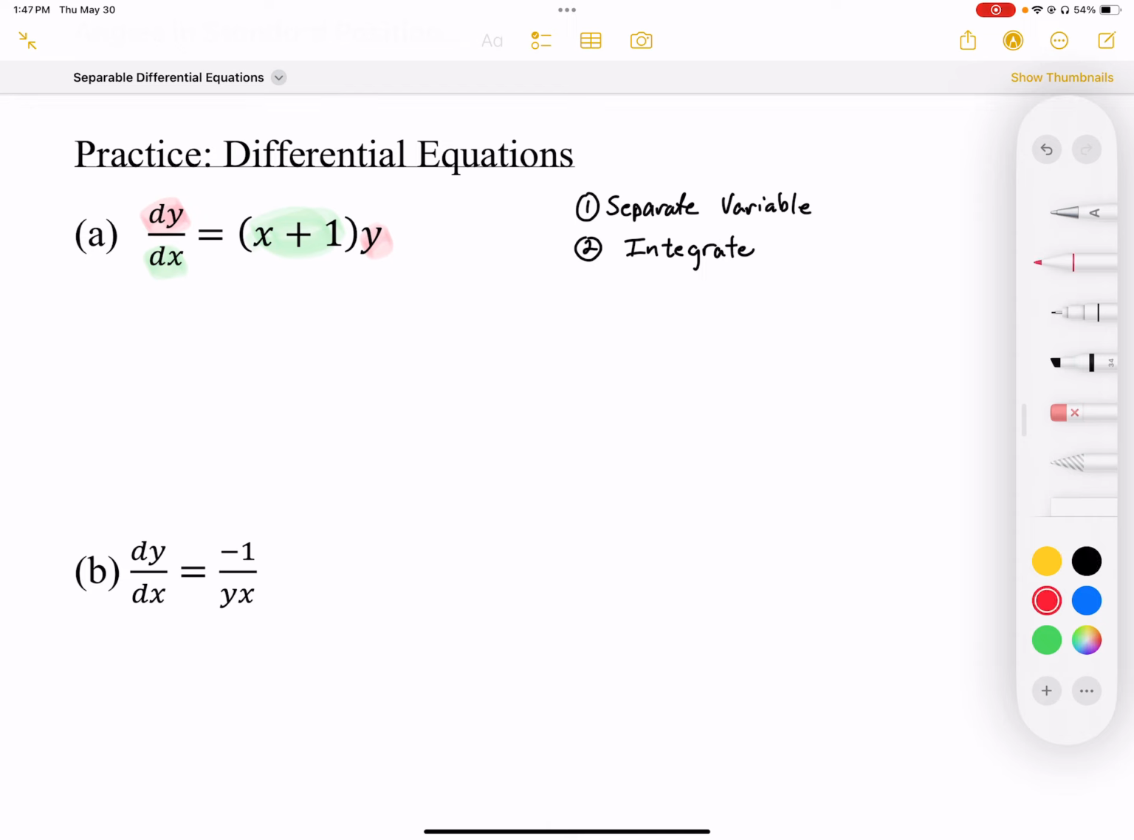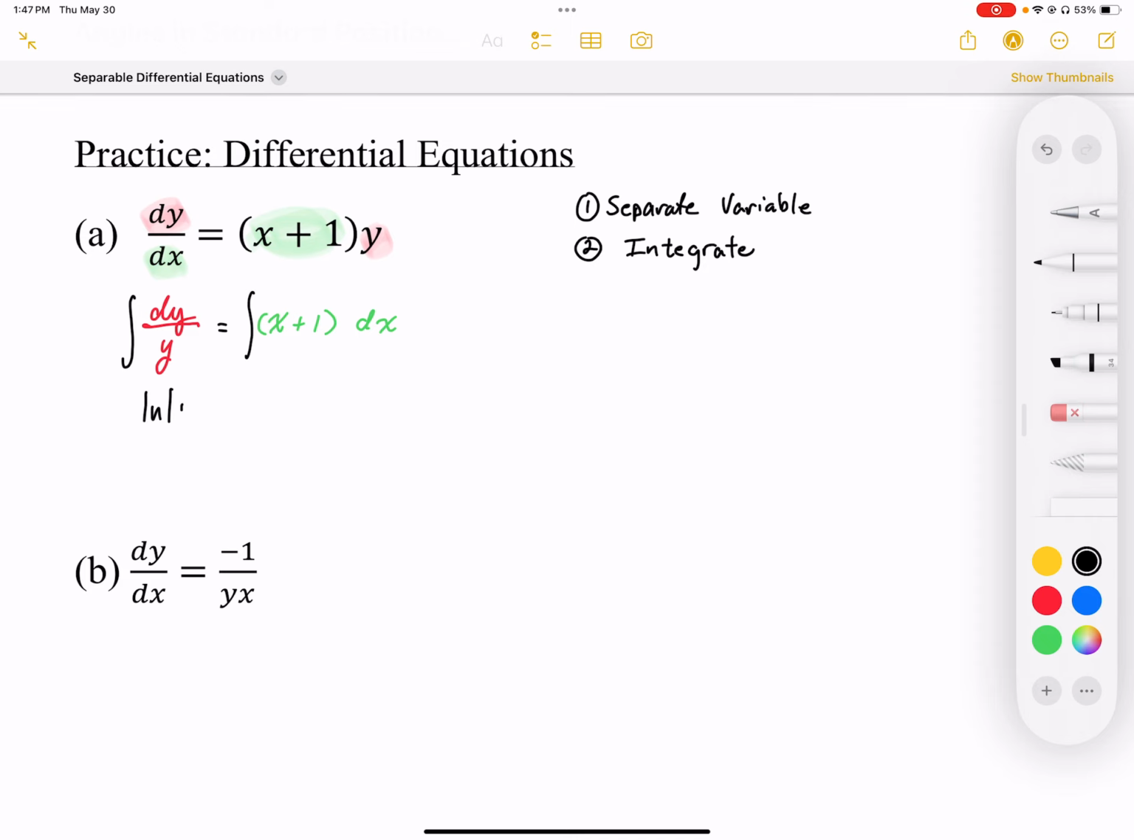So here we've got our y's. I'm going to separate our y's to the left-hand side here. So I'm going to divide both sides by y. So again, we have to be able to algebraically move these. So it has to be times and divide. And we're going to put the dx and the x onto the right-hand side. Okay, be careful with your algebra. Okay, moving that around. And then once we've separated, we're going to integrate both sides.